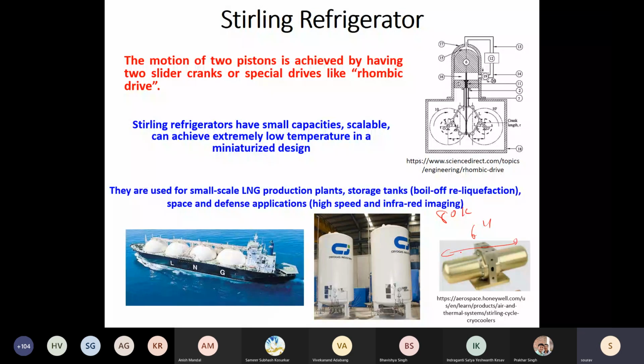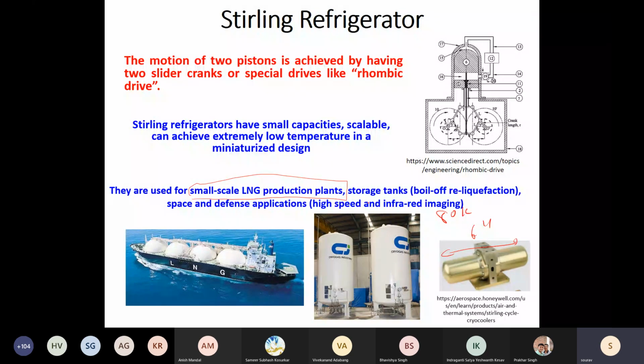And where do we use it? Definitely for cryogenic applications. So if you have a very small LNG production plant, then we can use it. Or in case you have to store the LNG. So you have produced LNG by using some other cycle, and now you have to store and transport it to some other location, and you want to prevent the liquid from boiling off. So you have to continuously cool, matching the load being the heat leak from the ambient.